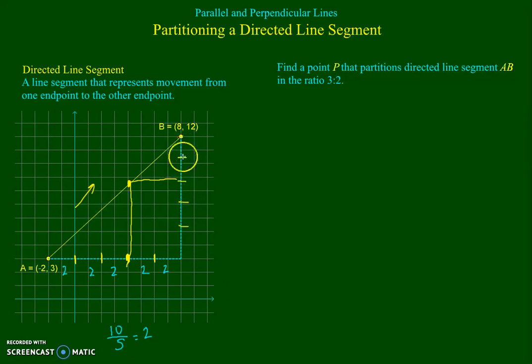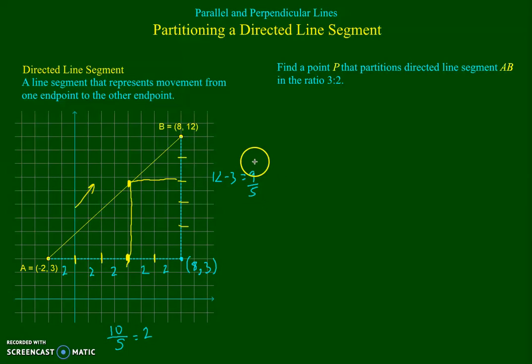Now this one's a little bit more difficult. We have to find the length of this segment. Well, this y-coordinate is 12. This y-coordinate is the same as that y-coordinate, which is 3. So this point here is going to be at 8, 3, because this has the same x-coordinate as this and the same y-coordinate as that. So the distance from here to here is 12 minus 3, which is 9. So the length of this segment is 9 units long, and we have to break it into 5 separate segments.